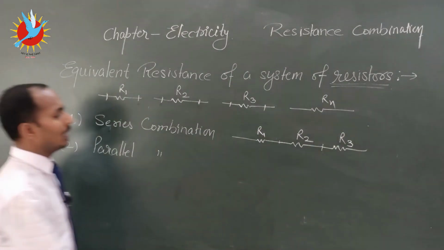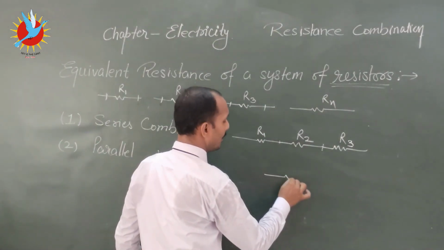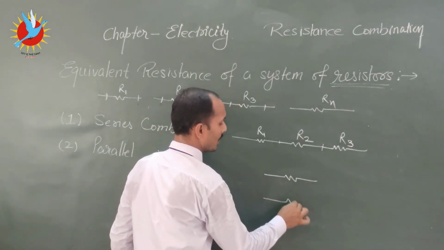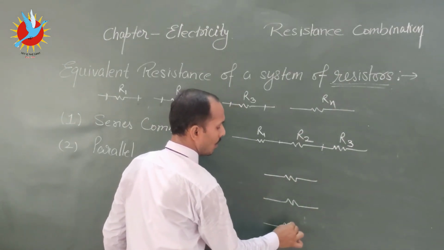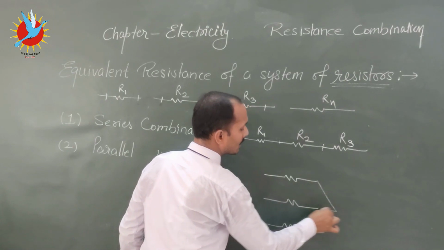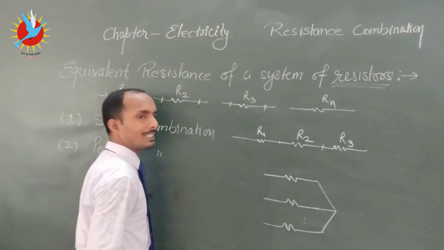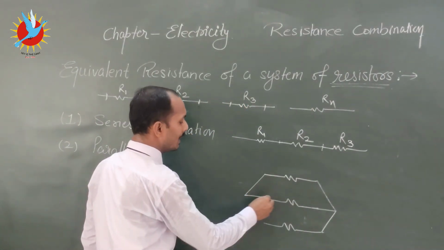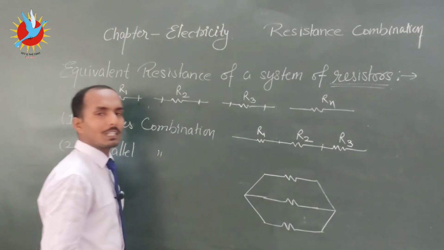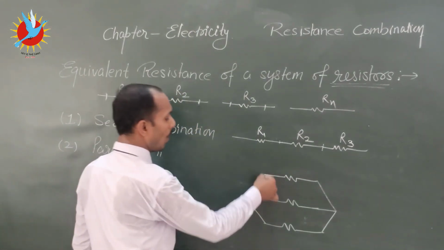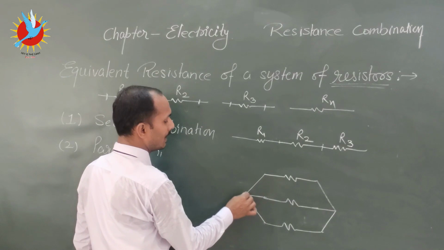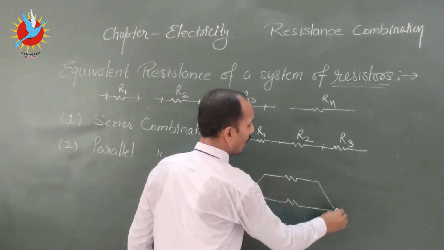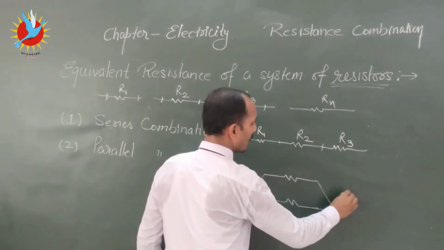And in parallel combination, all the ends are connected at a single point, and the other ends are connected at another single point. It means all the ends of the resistors are connected between two points A and B.